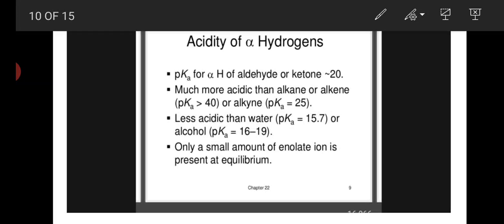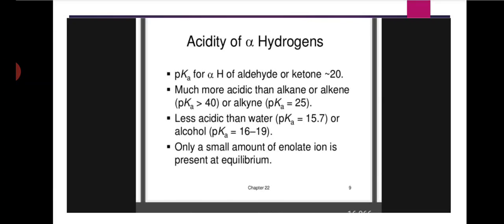Here, acidity of alpha hydrogens. The pKa for the alpha hydrogen of an aldehyde or ketone is 20, much more acidic than an alkane or alkene, but less acidic than water or alcohol. Only a small amount of enolate ion is present at equilibrium.